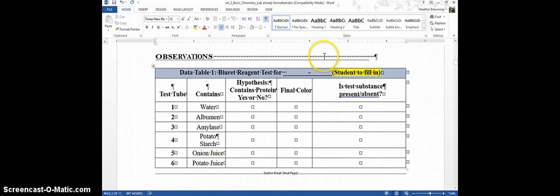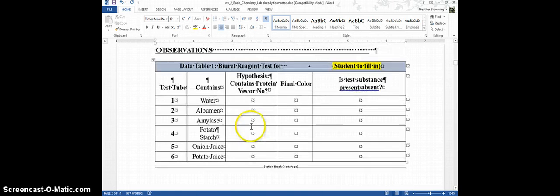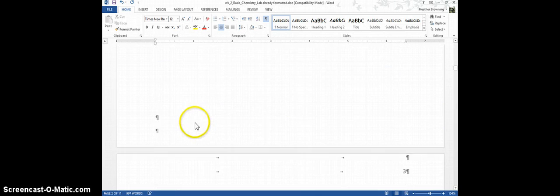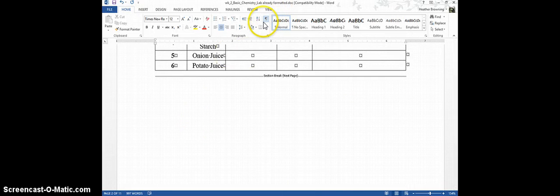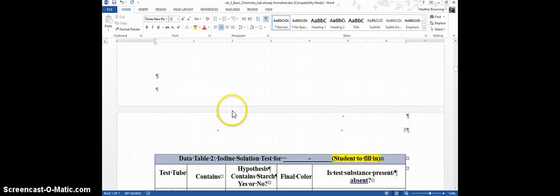Okay, so you'll need to fill in whatever goes in here. You'll say, does it contain protein, yes or no? What was your final color? Did it actually contain the protein? So hypothesis, result, right? And we have a page break. As always, if this stuff really bugs you, you can just click on the paragraph and it goes away. Woo. I edit, so that makes me happier.